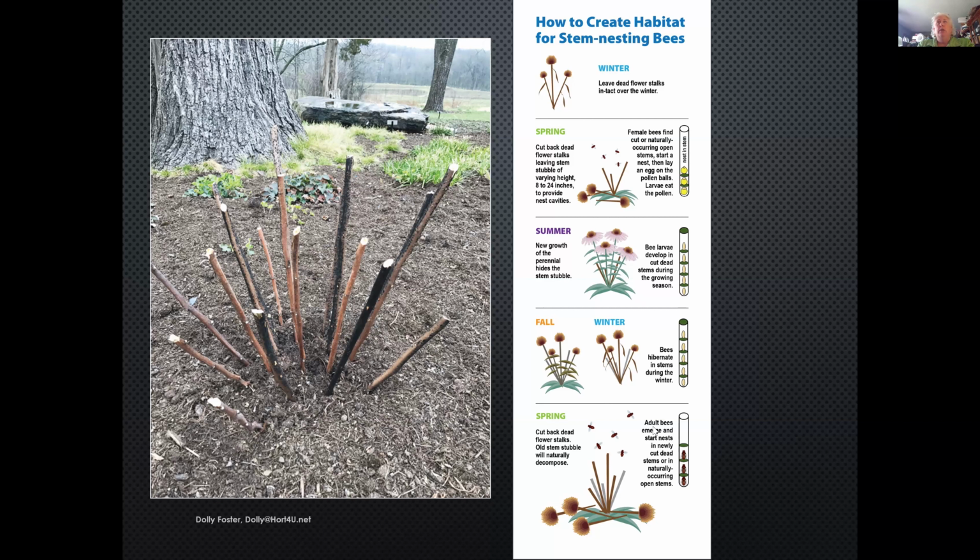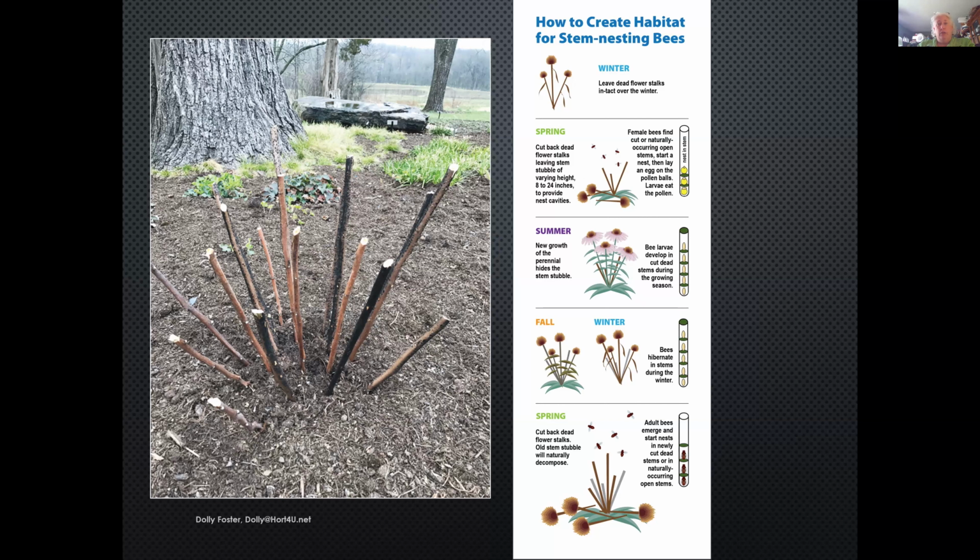So what you have to do is, if you look at the illustration, in winter, you're going to leave the dead flower stalks intact. And this is a coneflower in this illustration. The coneflower heads are useful to leave up anyway because the birds will eat the seeds. In the springtime, you cut down the flower stems somewhere between 8 and 24 inches tall. Usually I say 12 to 24 inches tall, because that is the widest part of the stem. You leave them up, they're dry, and native bees can drill into them and lay their eggs in them this summer. Okay?